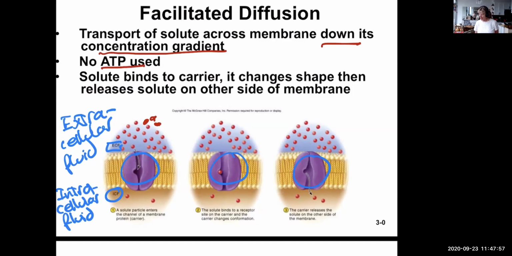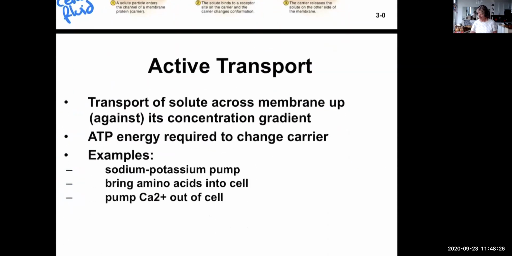But when this solute binds to the protein here, it changes its shape and allows the solute to continue into the cell until it's released. And then the protein will go back to its original shape. So we did talk about proteins just recently and how important it is that they have a very particular shape, and that shape can change. So this is an example of that.